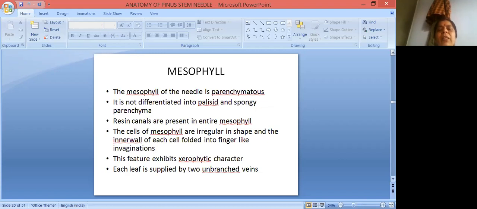The space of the leaf lamina or the cells of the space is reduced by the invaginations. That is one important identification character of the mesophyll tissue.